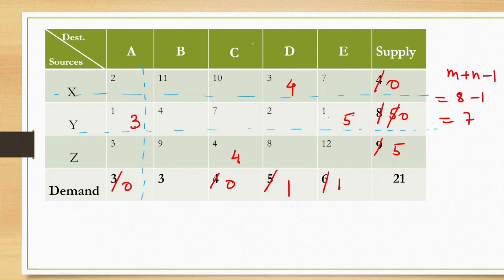And now, not in this particular column. So obviously the above has already gone before. And the remaining are 9, 8 and 12. So the minimum is 8. So I'll be allocating 1 here. It becomes 0. It becomes 4.